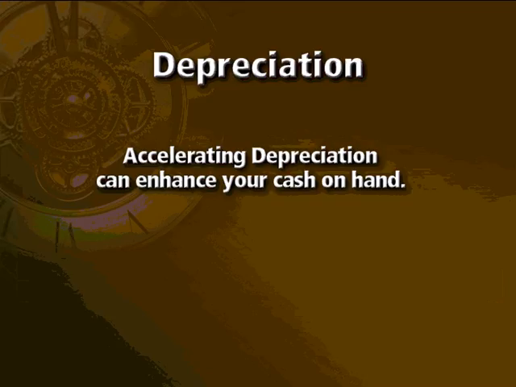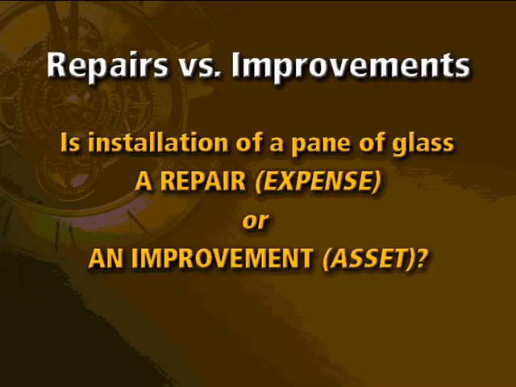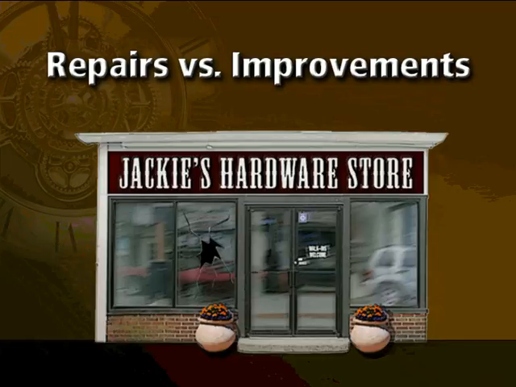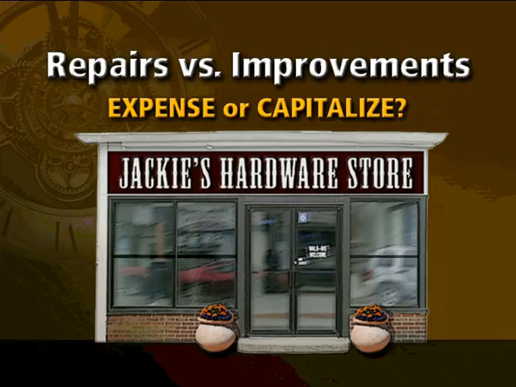Repairs versus improvements. If Jackie is replacing a pane of glass in the building in which her hardware store resides, would that cost be considered an expense because the value is lost, or would it be considered an improvement and therefore added to the asset, which is her building and improvement? The answer is it depends. It depends on whether or not her son threw a baseball through the window and she's basically fixing and bringing it back to where it was, or whether she's installing new, fancy, double-pane, energy-efficient windows and improving the value of the building.